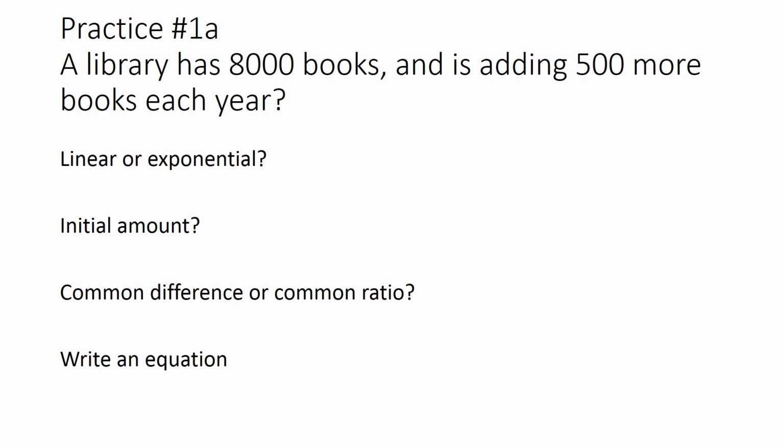So let's look at some examples. In these examples, we have to determine whether or not the relationship is linear or exponential, and then write an equation. So in this first example, a library has 800 books, and every year it adds 500 more. So is this relationship linear or exponential?